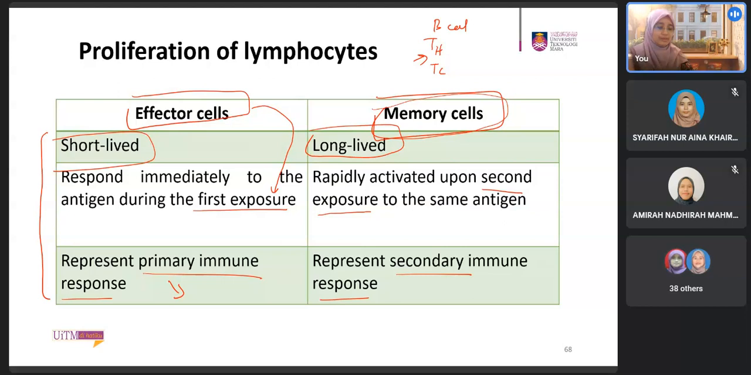So memory cell tu bila badan awak dah kena infection for the second or subsequent time, dia terus diaktifkan. It is activated straight away, and then the activated memory cell will produce effector and more memory. Kan, so dia tak habis macam tu je, more memory will be produced and stored.